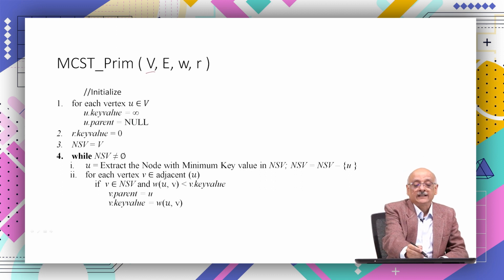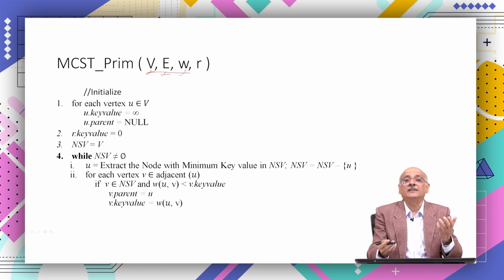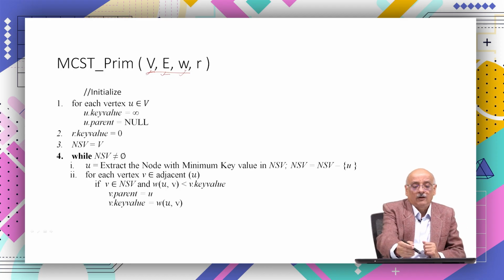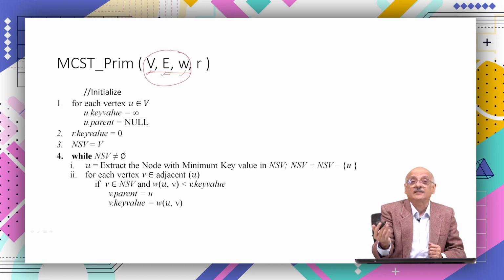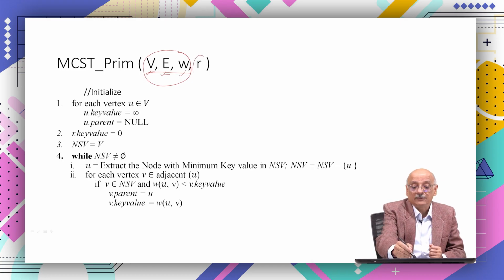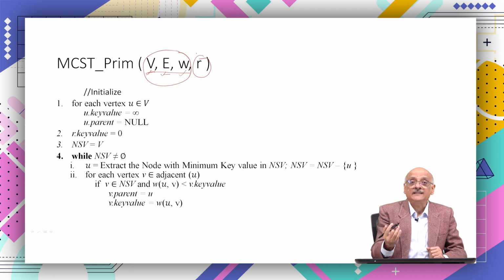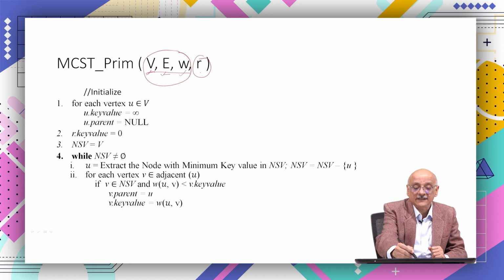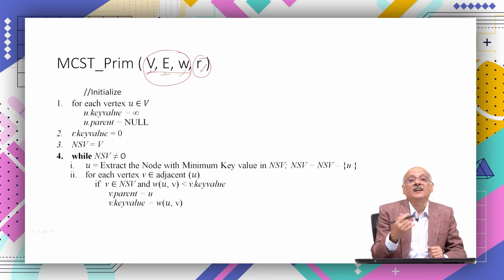Well, once again it requires at least three basic things: a set of vertices, which happens to be V, a set of edges, which happens to be E, and a set of weights, which is basically the adjacency matrix that is going to be fed into the system. These were also required in Kruskal's algorithm. However, in Prim's algorithm, we always need to give a starting or root node. That is why it is called R, the root node.